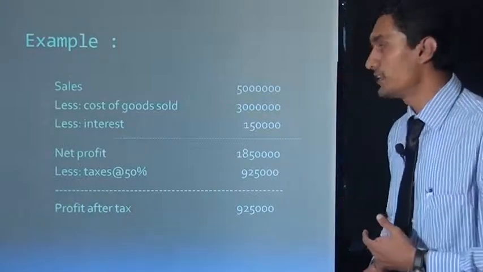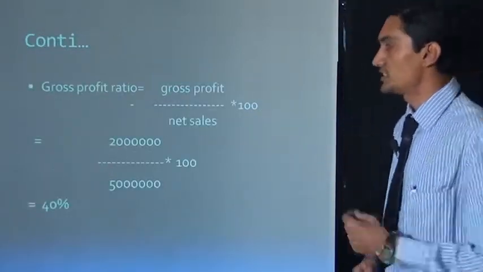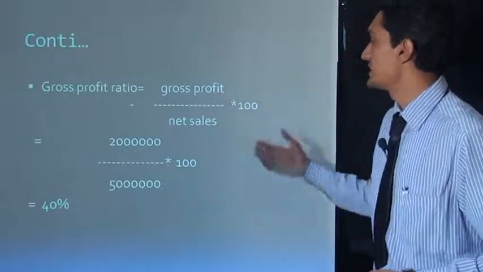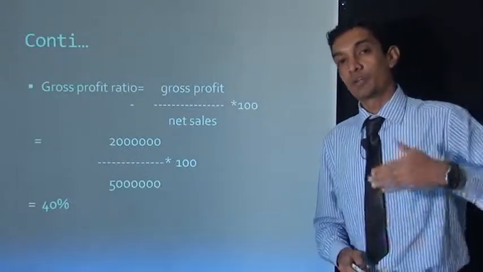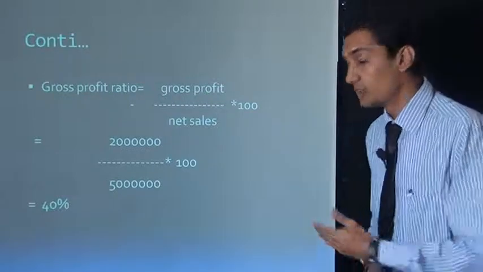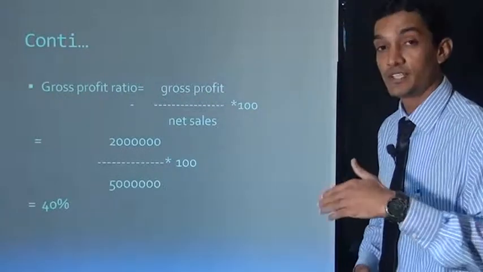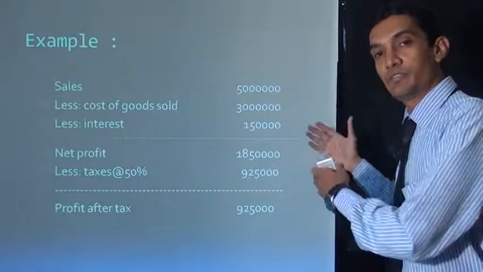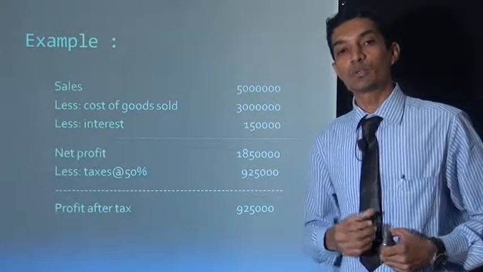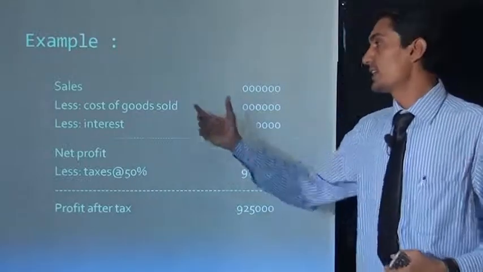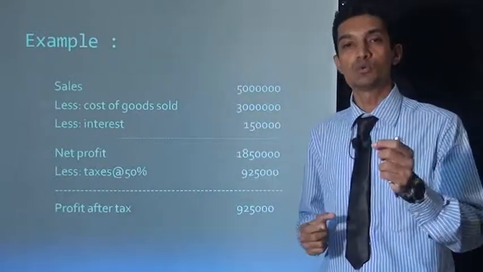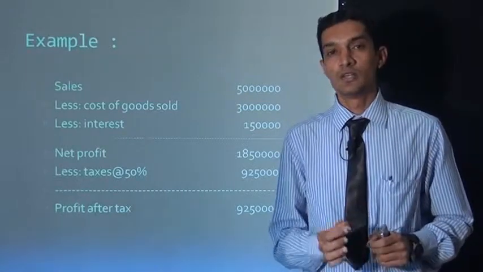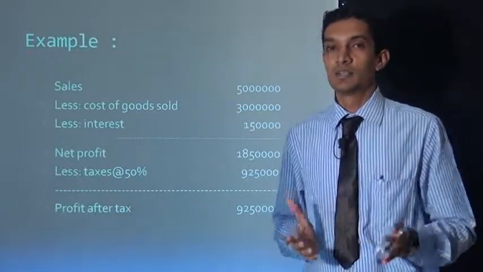Now we are calculating the profit ratio. First is gross profit: gross profit divided by net sales, multiplied by 100. Now, how can we calculate gross profit? First we go from the digits. Sales are 15 lakh, so net sales is 15 lakh. Gross profit is calculated as sales minus cost of goods sold. In cost of goods sold, as I discussed, it is opening stock plus purchases minus closing stock.